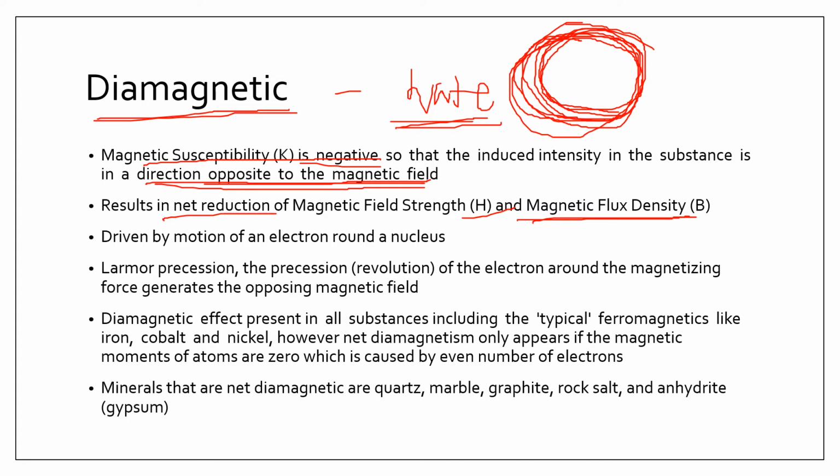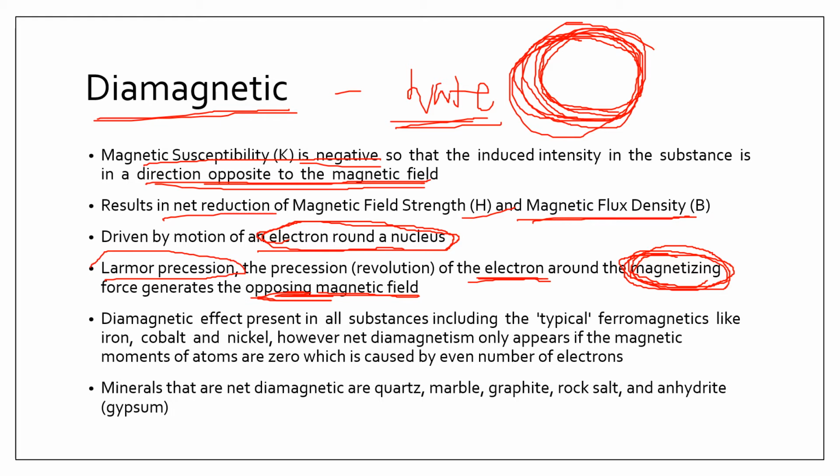Now, how this works is, consider an electron. An electron orbits the nucleus of an atom. When electrons are exposed to an external magnetic field, they try to create a magnetizing force that will oppose that external magnetic field. This process is present in all materials, and this is what we call the Larmor precession.